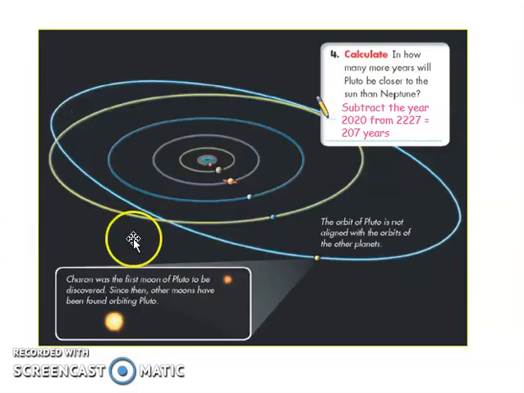What does it mean? Since Pluto is very far from other planets, there were times that Pluto will be nearer to the sun compared to Neptune. Why? Because the pattern of the orbit is different. In the year 2227, Pluto will be nearer to the sun compared to Neptune. So we need to wait 207 years before that thing will happen.